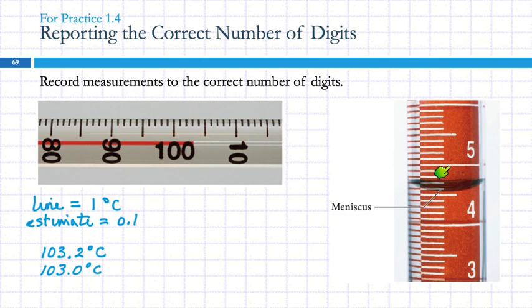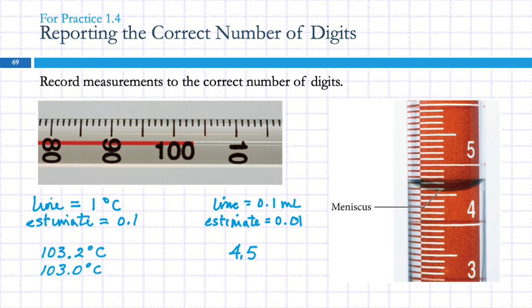So again, looking at this, these are milliliters. So this is 4, and that's 5. So what does each line represent? 0.1, right? So the line is 0.1 milliliter. So what am I going to estimate to? 0.01. So here's 4, and there's 5, right? So this is 4.5. It's more than 4.5. It's less than 4.6. So it's 4.5, and then we have to guess.